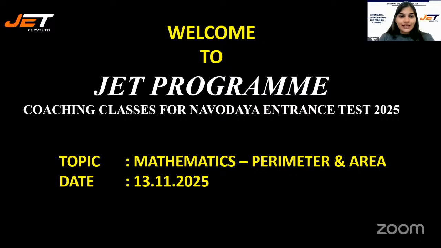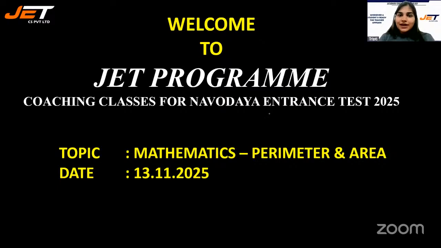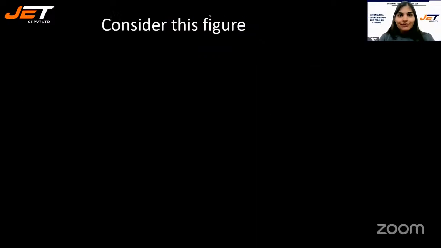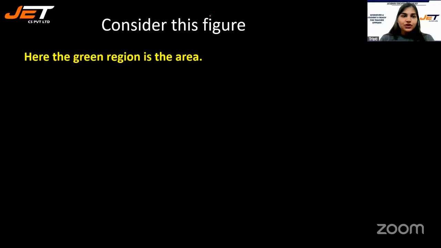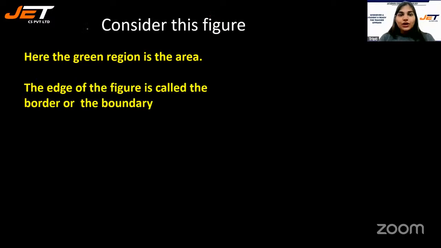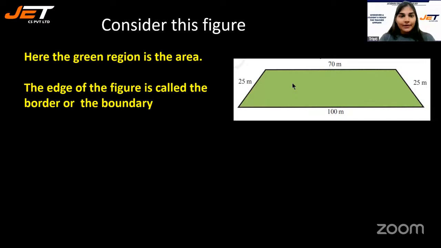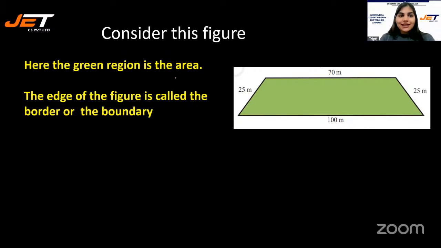So let's see. Today we are going to revise perimeter and area. You have already done that, but as the exam is approaching, we are going to revise it. Here, the green region is called the area. The inside part of anything is called the area, the region enclosed by a figure. That's what we call area.